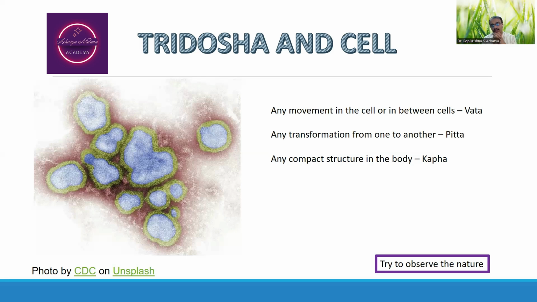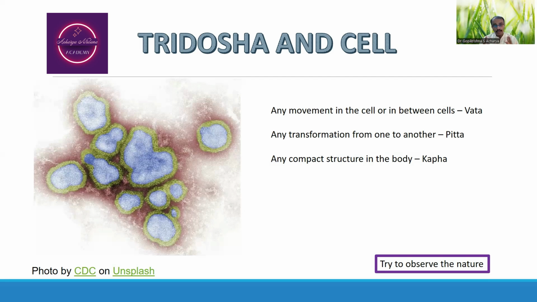Any transformation of one form to another is the functioning of Pitta dosha. That means the transformation from macromolecules to micromolecules is a functioning of Pitta dosha. So transformation of the stored energy into ATP is a functioning of Pitta dosha. And any compact structure is termed to be the functioning of Kapha dosha.